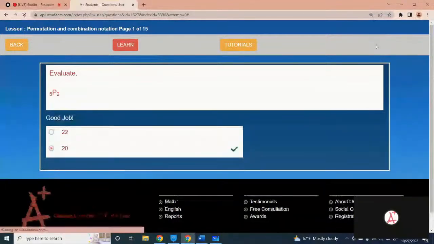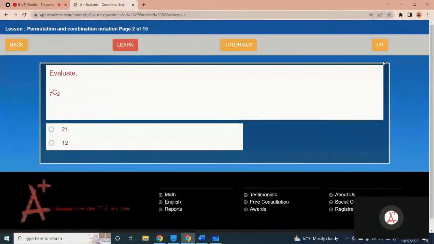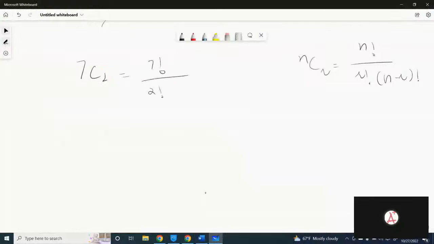Okay, the next one is 7C2. You have to find the combination 7C2. So the formula I explained for the combination is nCr equals n factorial divided by r factorial times (n minus r) factorial. Got it? Just calculate the combinations using this formula. So it would be 7 factorial divided by 2 factorial times (7 minus 2) factorial.